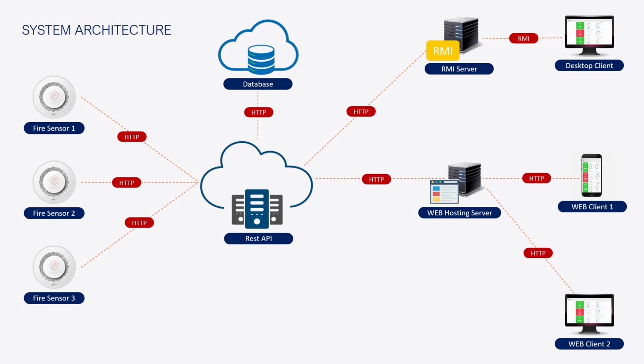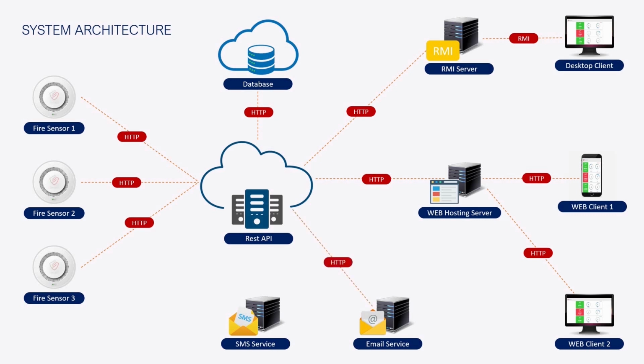Finally, we have third-party services that are connected to the API to send email and SMS notifications. MessageBird and SendGrid services are used as SMS and email services respectively. These services also connect to the API over the internet. Well, that's all about the system architecture. Let's see them in practice.